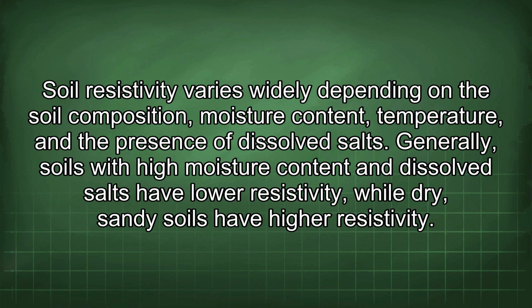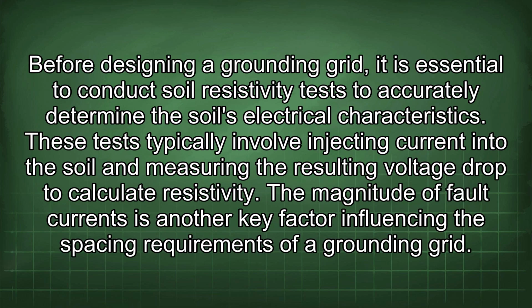Soil resistivity varies widely depending on the soil composition, moisture content, temperature, and the presence of dissolved salts. Generally, soils with high moisture content and dissolved salts have lower resistivity, while dry, sandy soils have higher resistivity. Before designing a grounding grid, it is essential to conduct soil resistivity tests to accurately determine the soil's electrical characteristics. These tests typically involve injecting current into the soil and measuring the resulting voltage drop to calculate resistivity.